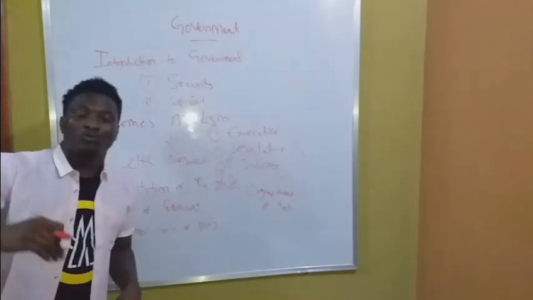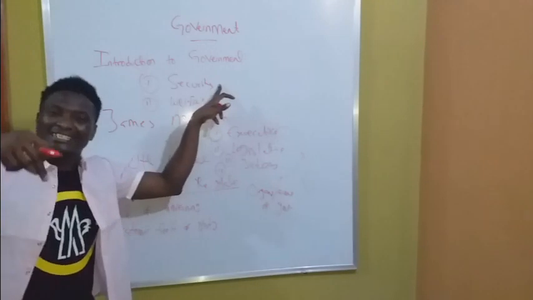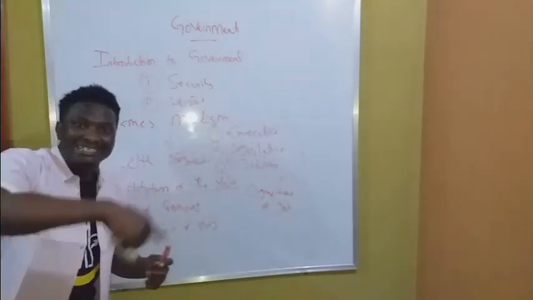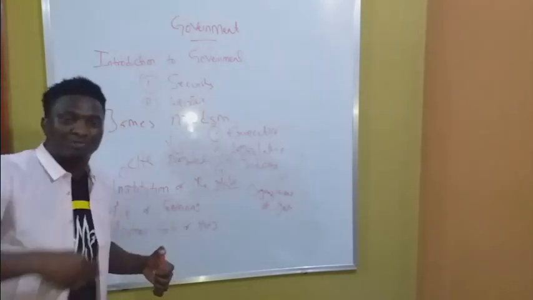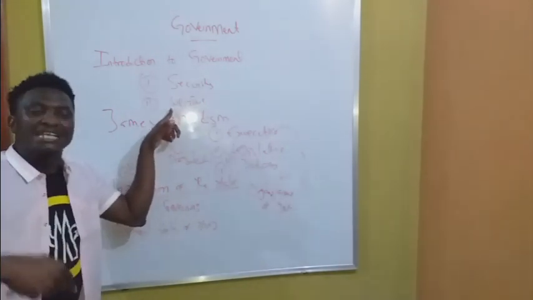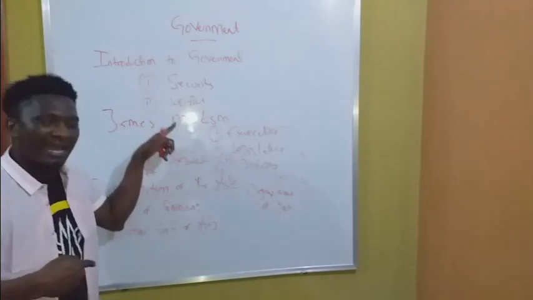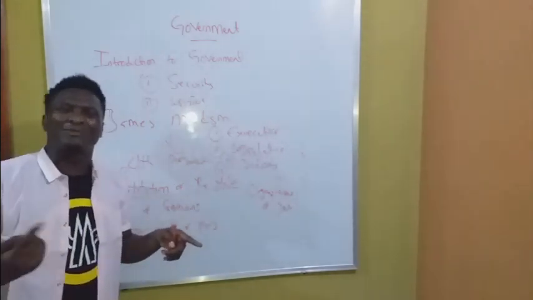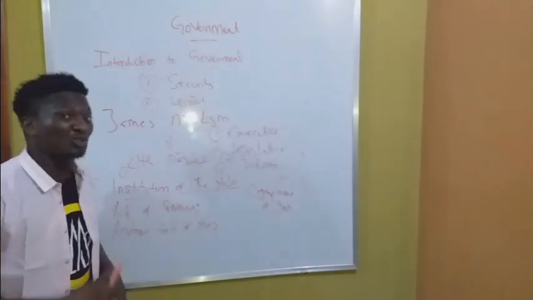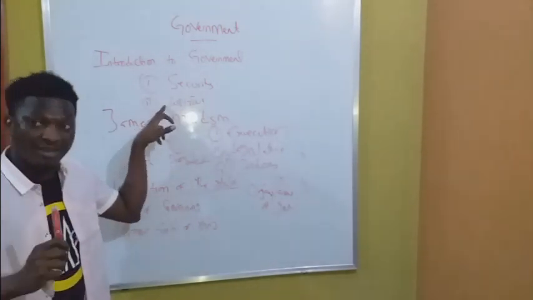So government all over the world has the sacred responsibility to ensure 1. The security of its people living within its territorial space, and secondly, the welfare of its people. The moment a government fails to attend to these two needs, that government has failed in the reason for its creation. So do not forget, government has a responsibility to ensure, number 1, the security of its people, and number 2, the welfare of its people.